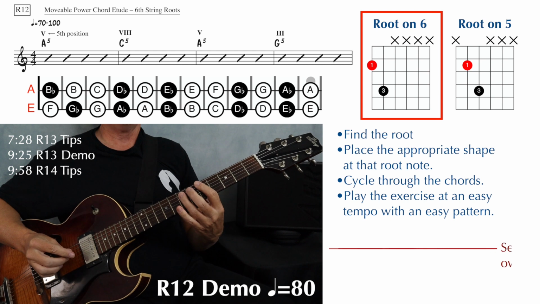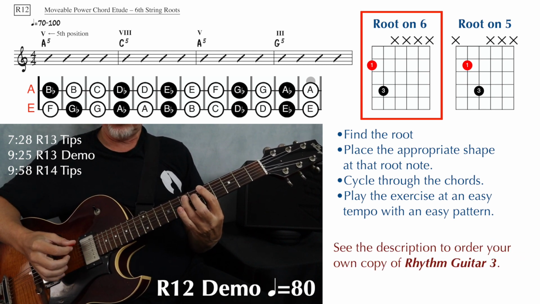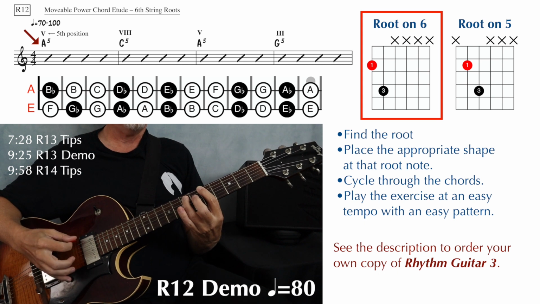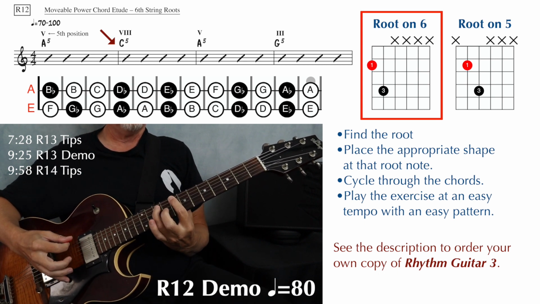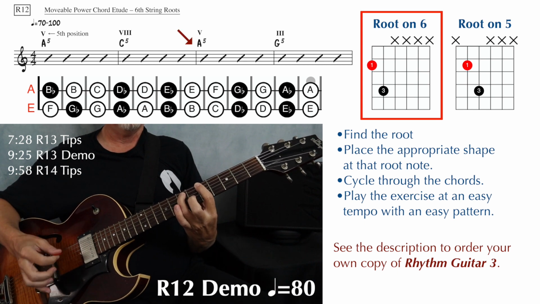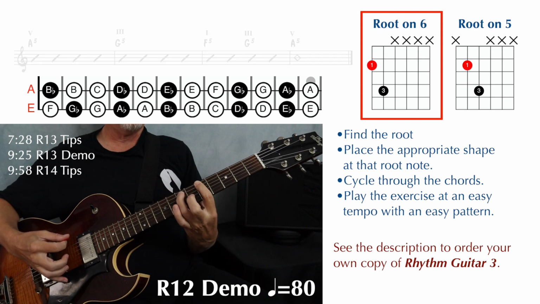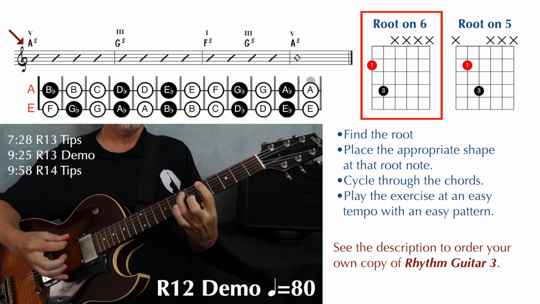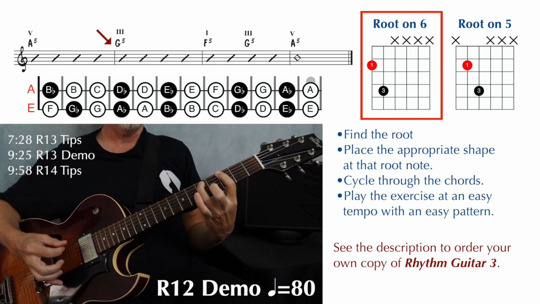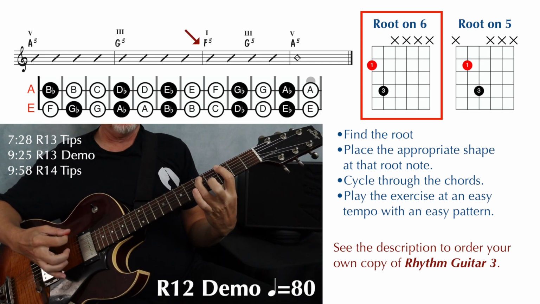1, 2, 1, 2, 3, 4, A5, C, A5, G, back to A, G5, F, G, and A.